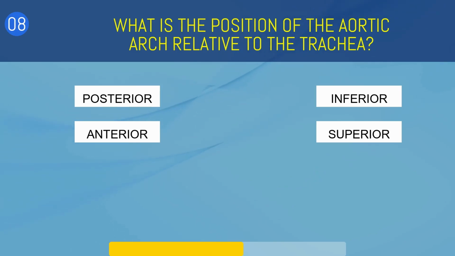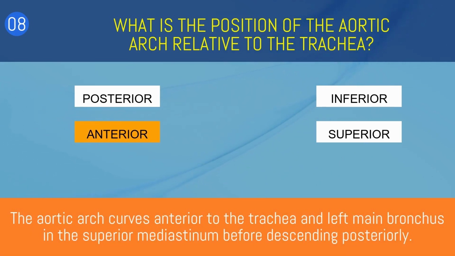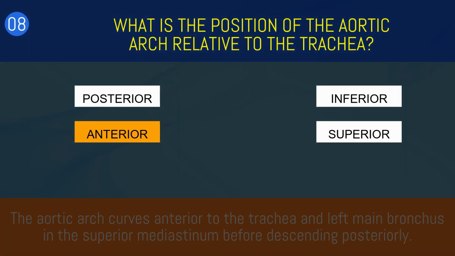What is the position of the aortic arch relative to the trachea? Posterior, anterior, inferior, or superior? Anterior. The aortic arch curves anterior to the trachea and left main bronchus in the superior mediastinum before descending posteriorly.